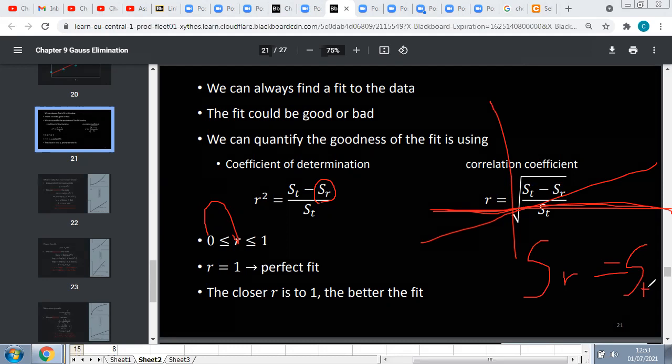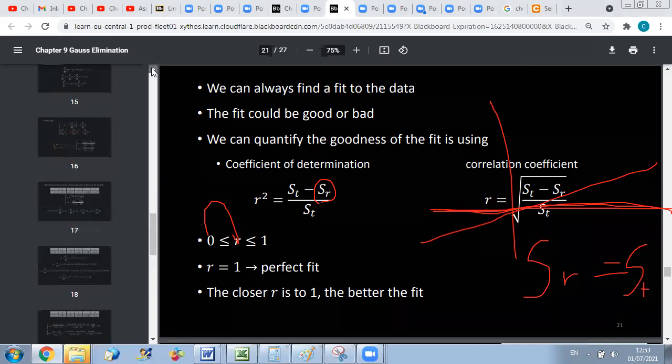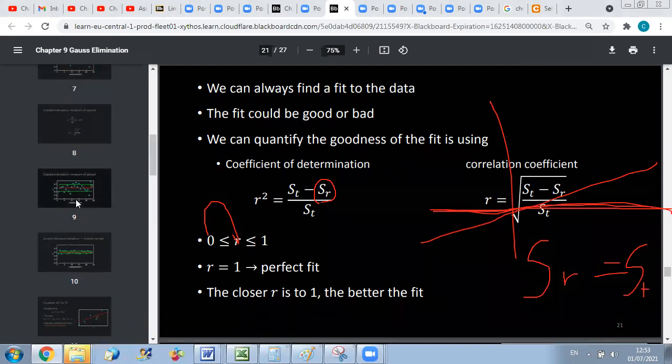Yes. Okay. Doctor, can you go back to the slide where we had the mean horizontal? Yeah. This one.